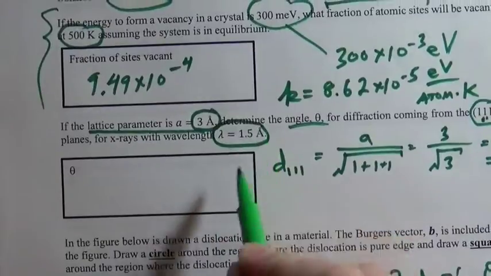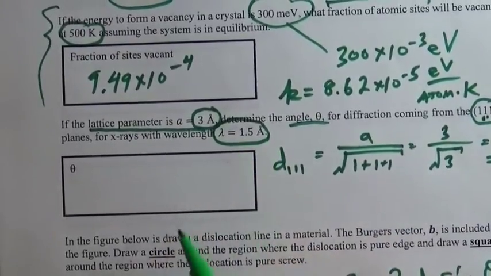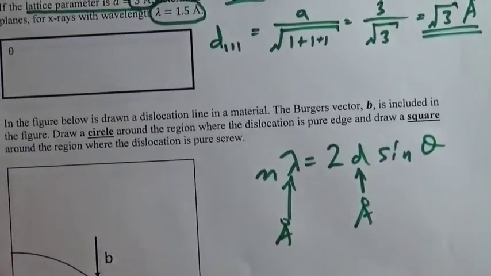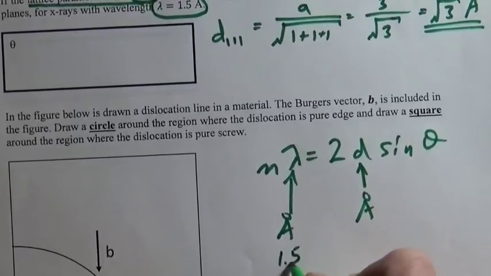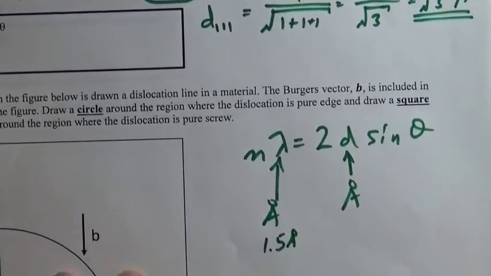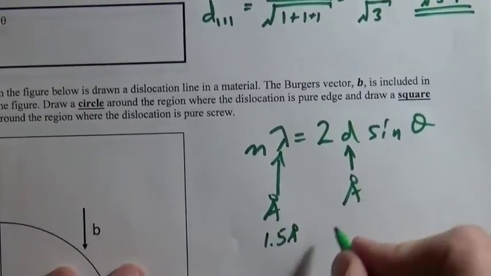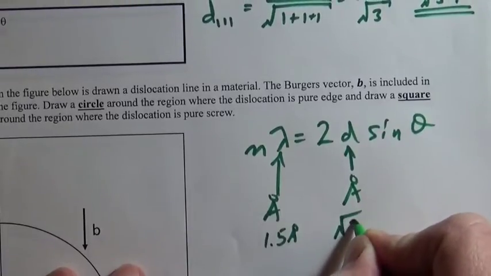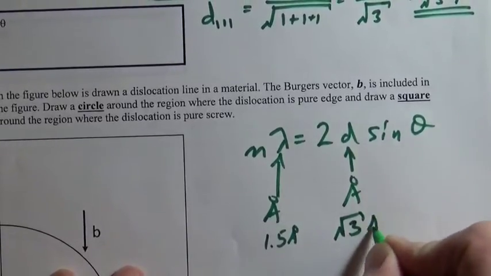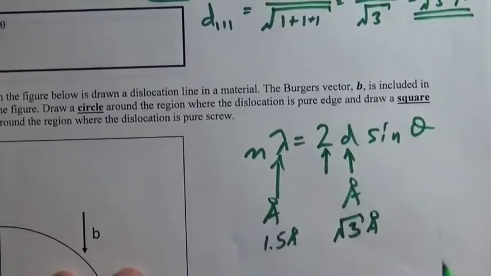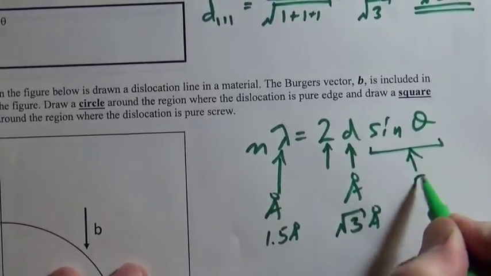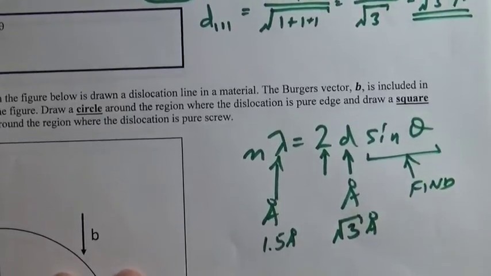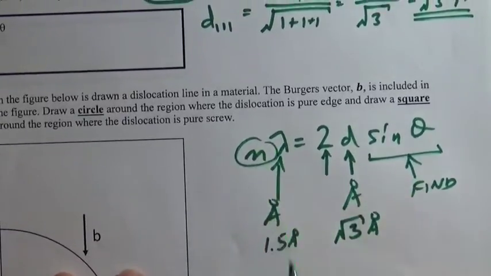And fortunately, whoever wrote this problem was planning ahead and decided to give you your lambda in angstrom as well. So we have lambda as 1.5 angstrom. We have d as square root of 3 angstrom. 2 is just a value. We're solving for sine theta. Last question is, what is n?